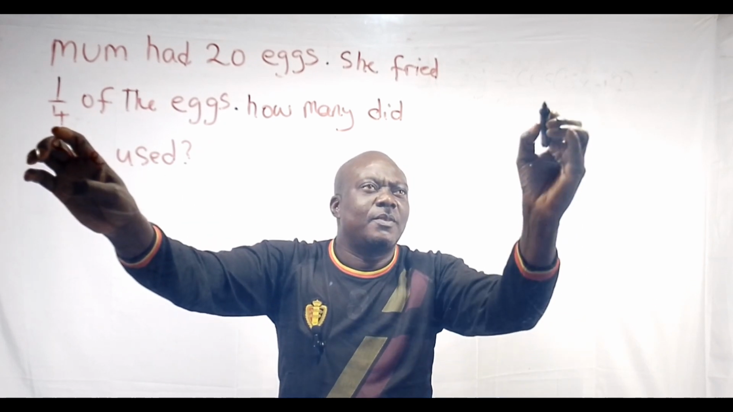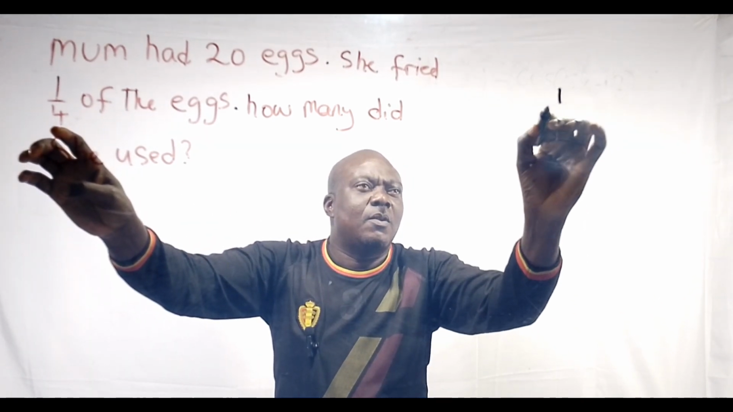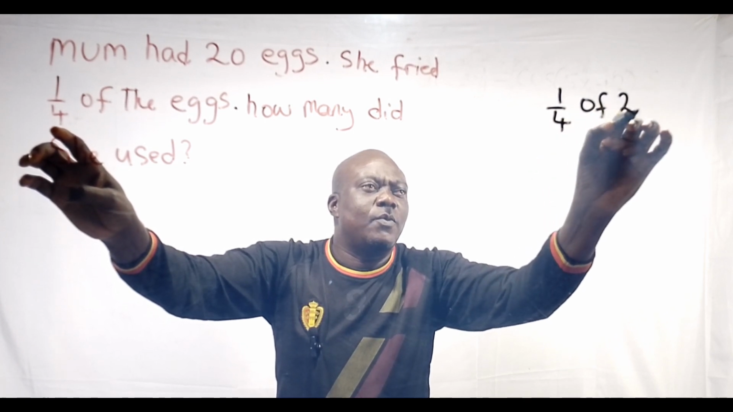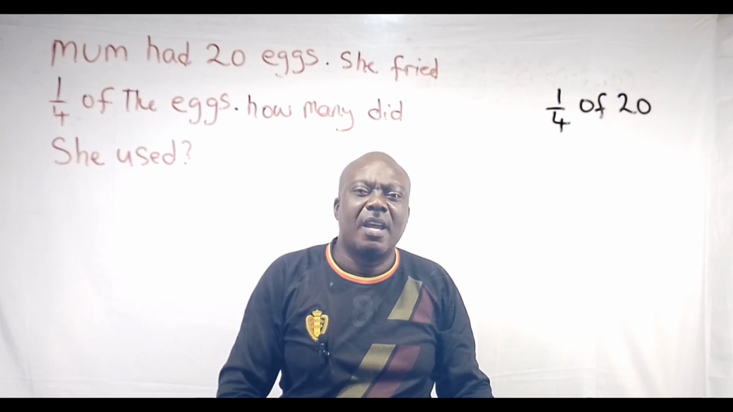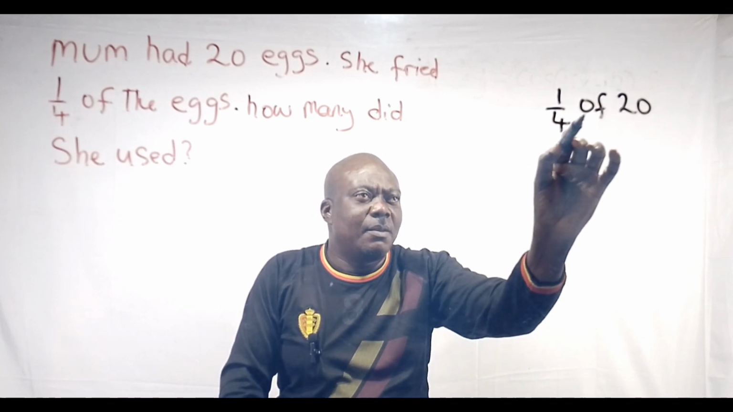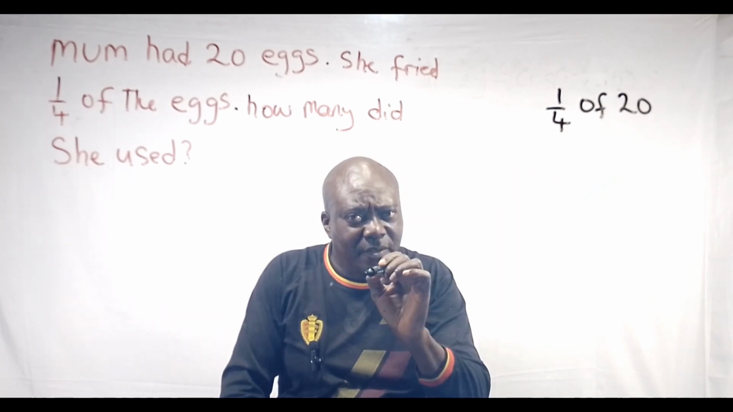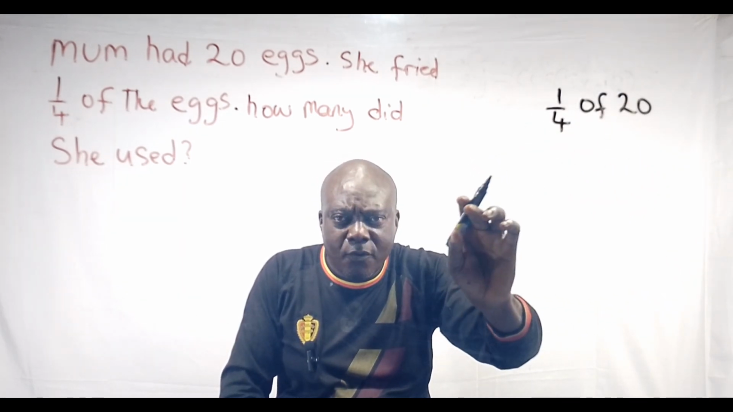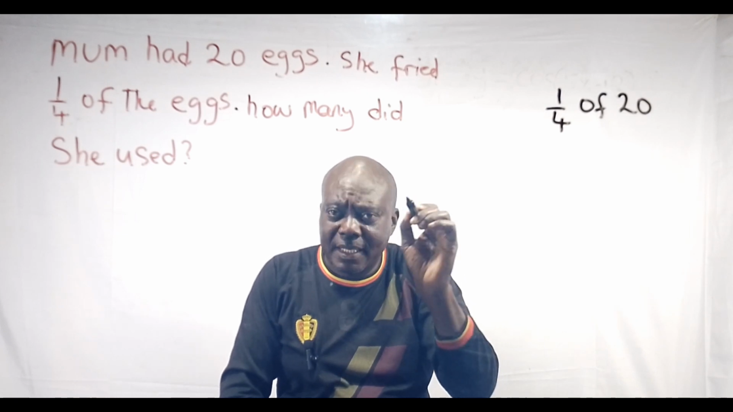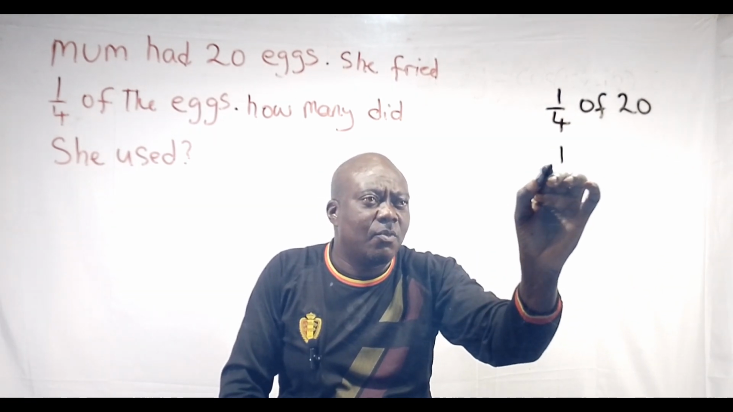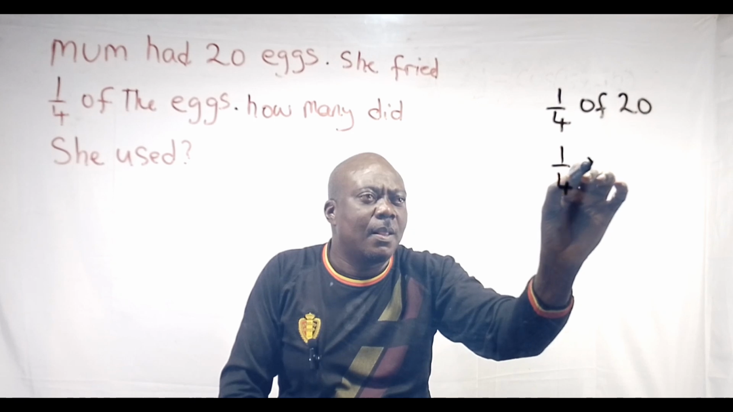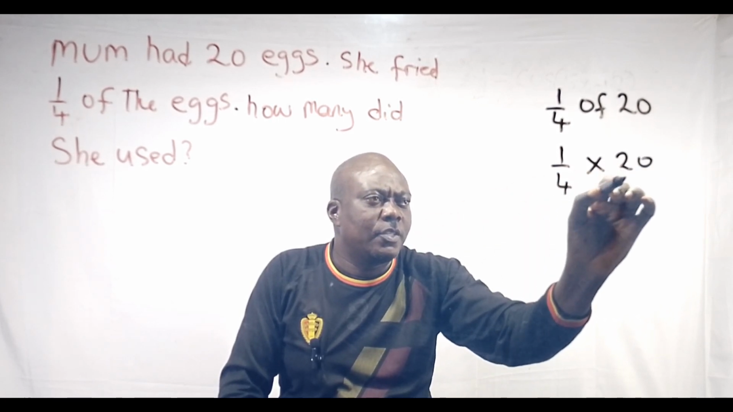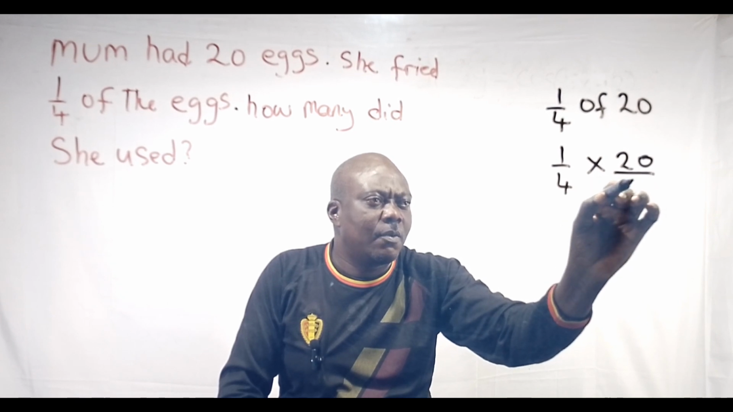That means you now write 1/4 of 20 eggs were used. So you now change this one with multiplication. Remember, in this context, of means multiplication. So you write 1/4 of multiplication 20. So all over 1.